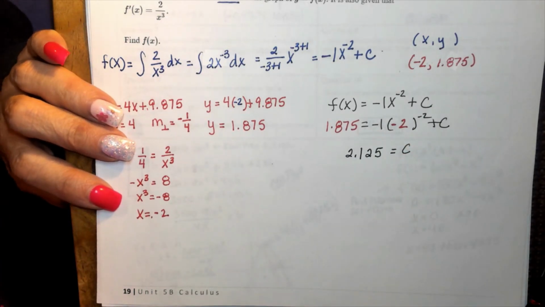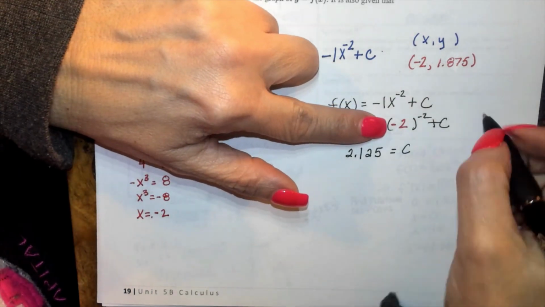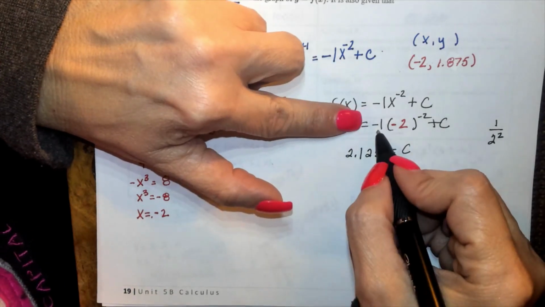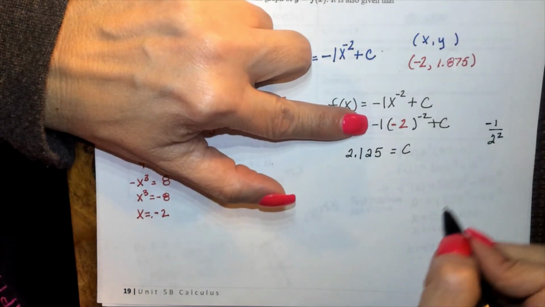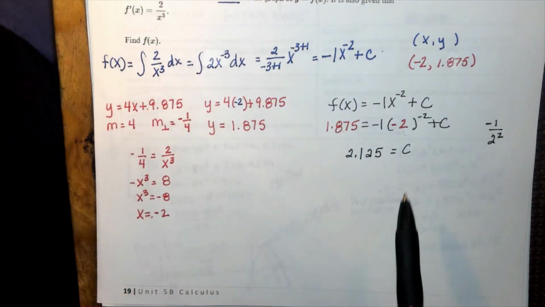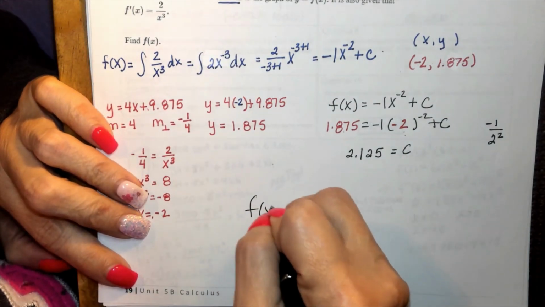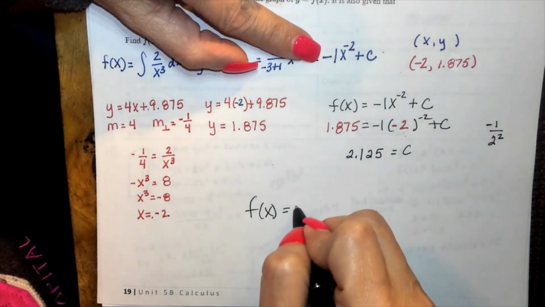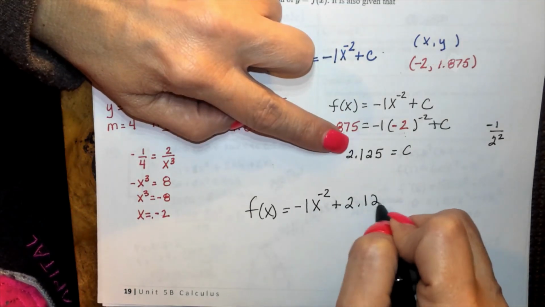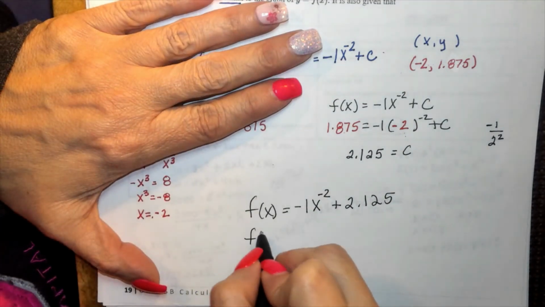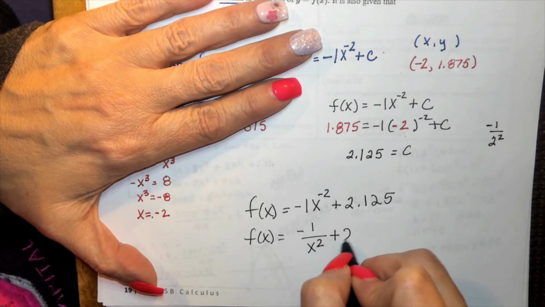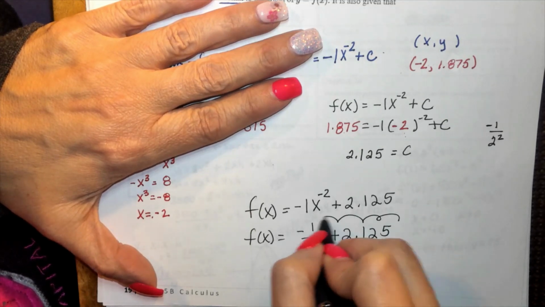c equals 2.125. Just a reminder, -2 to the -2 power, that's 1 over 2 squared, which is 1/4. You still have a -1 on top, so it's like -1/4. You're going to add that to both sides, and that'll give you that. So, the final answer, what is f of x? Well, it's -1 x to the -2 plus c, which is 2.125. I would probably clean that up a little bit and say -1 over x squared plus 2.125. Bam!